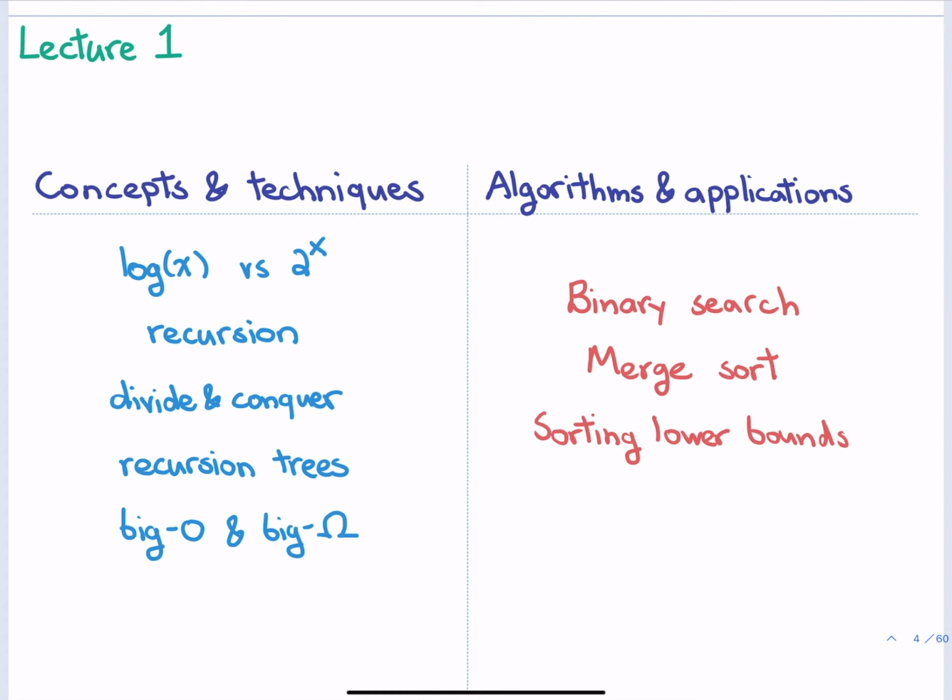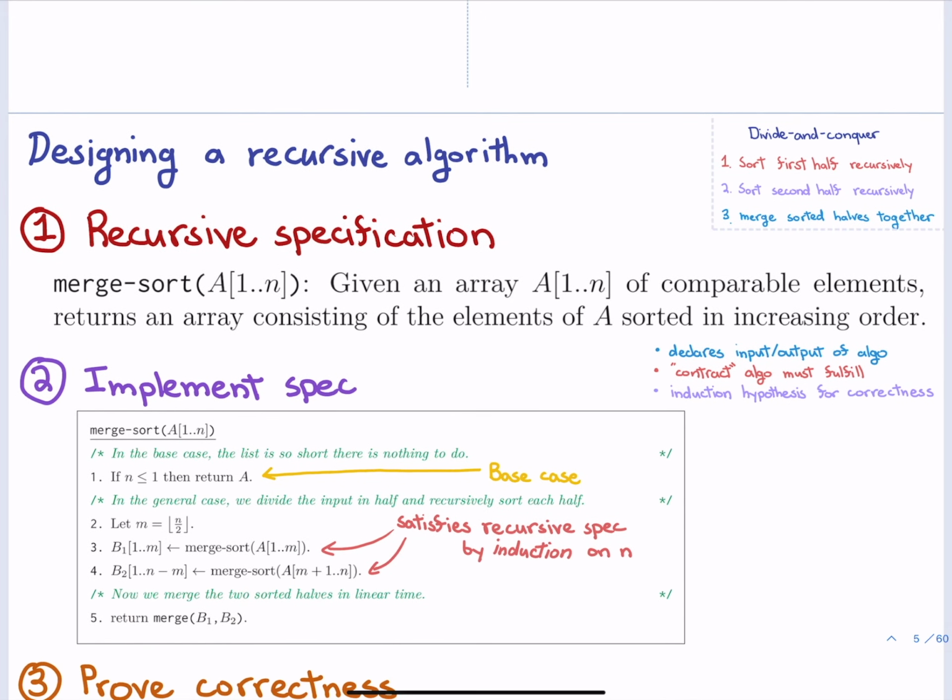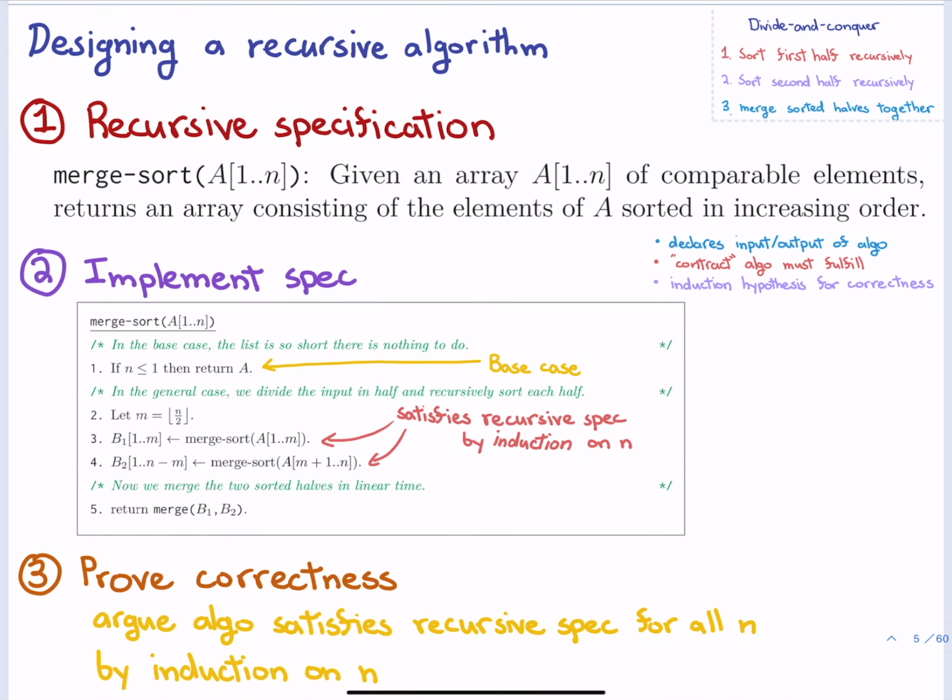All right, so when we were doing merge sort, I was really drilling down on how you would design such an algorithm. I know you had seen the algorithm before, but how do you design it and how do you justify it? There are really 3 steps. The first step is by far the most important. That's the recursive specification. This is really just a sentence describing very precisely what your algorithm does. It should say what goes in and what goes out, and it creates a contract for your algorithm.